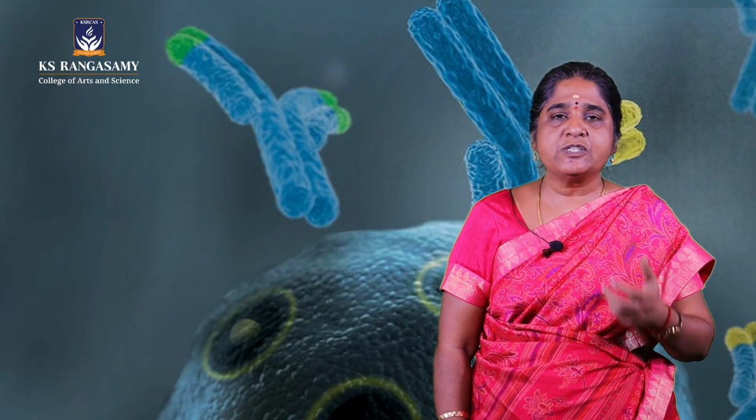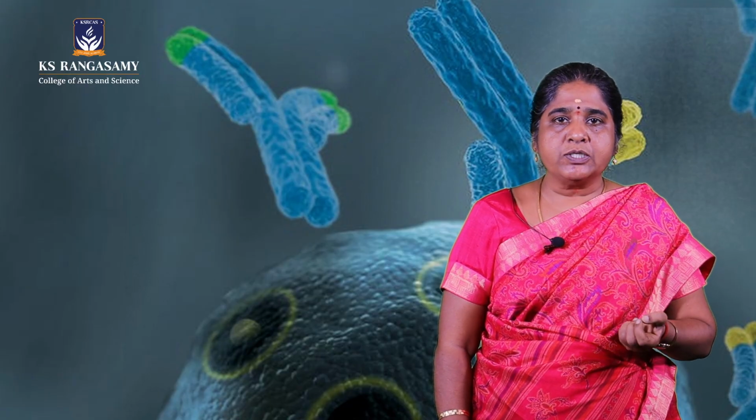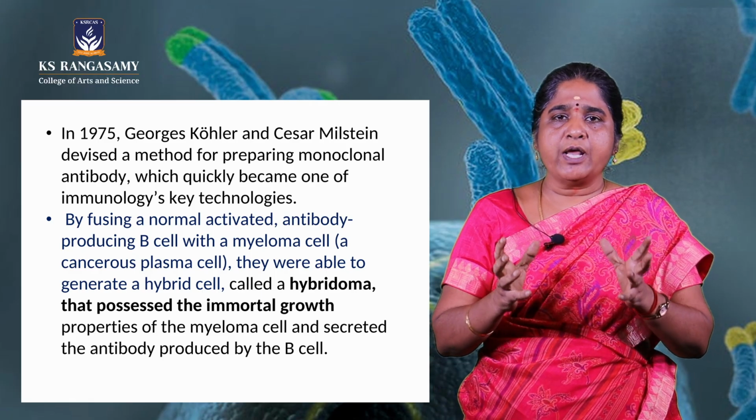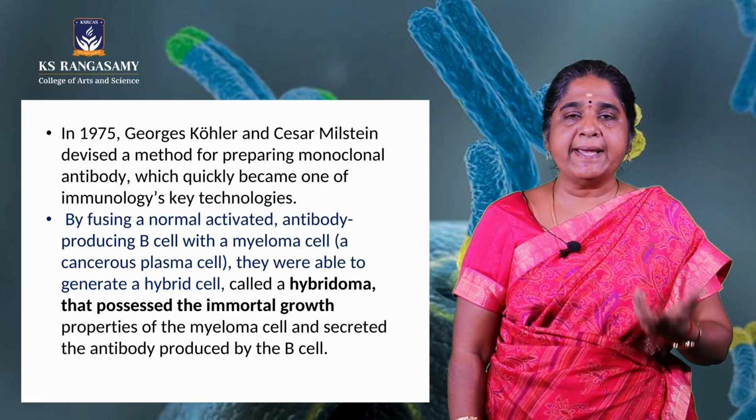The monoclonal antibody was first formulated by George and Caesar in 1975. What they did is they used two cells. One is a myeloma cell, another one is a plasma cell. The plasma cells are generated by B cells. So the plasma cells are generated when the antigen stimulates the production of antibodies against the antigen.